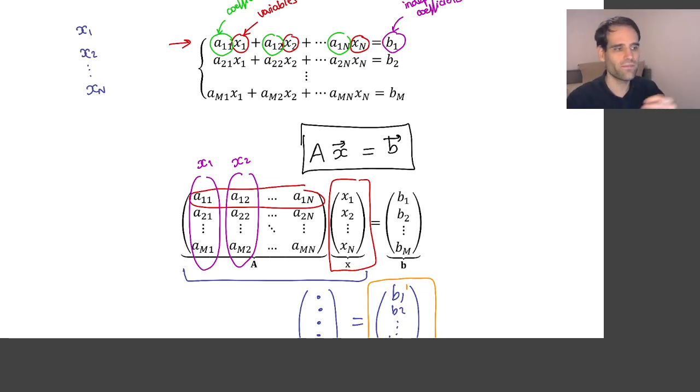Therefore we can use all of the theory that we have learned about linear transformations, like the null space, the range of a matrix, and so on, to solve this linear system of equations. So next we will look at the method called Gaussian elimination to solve this system.